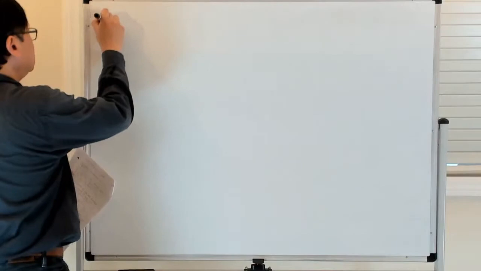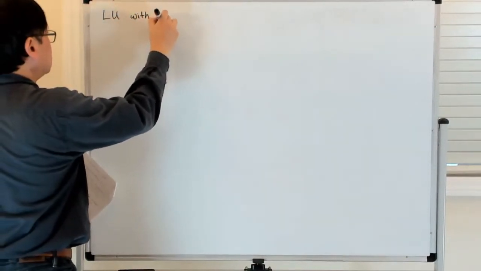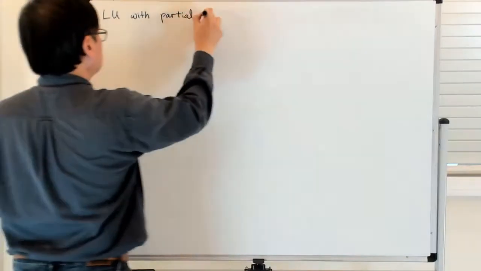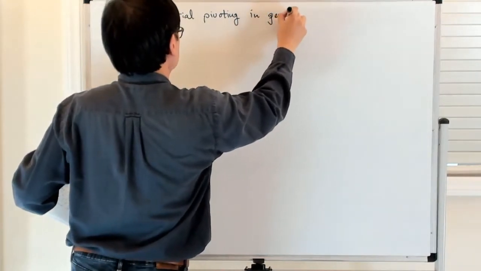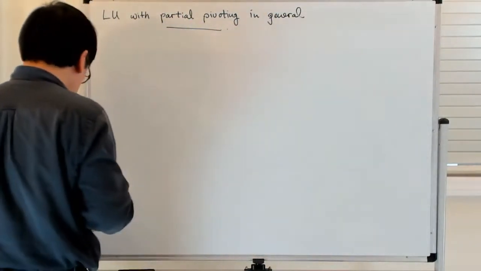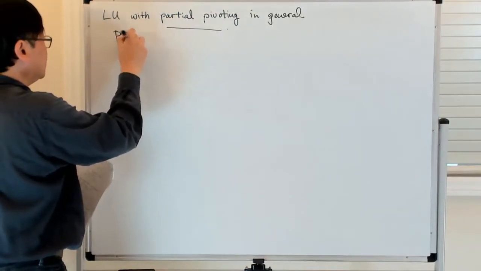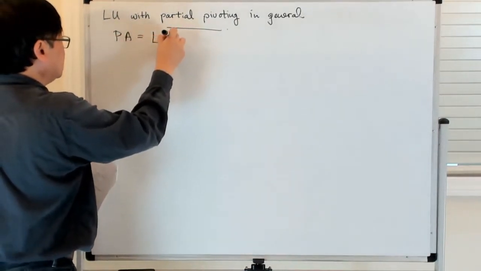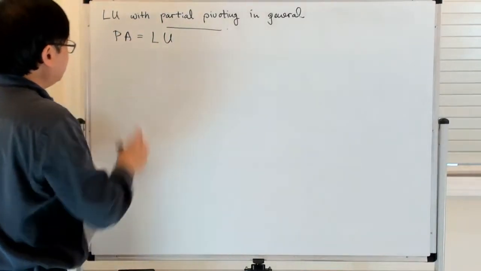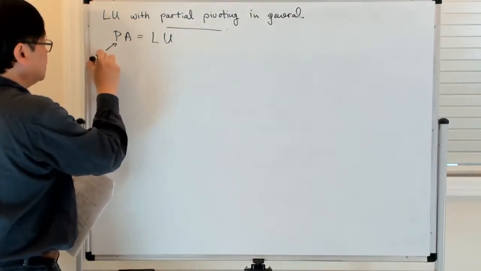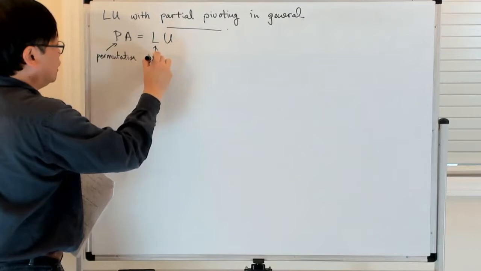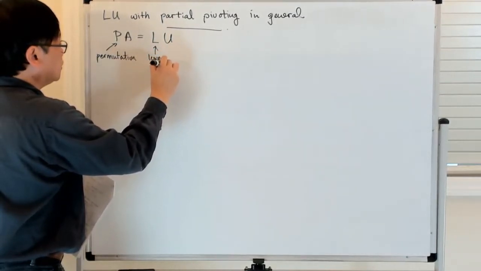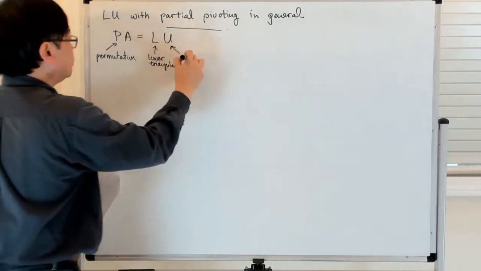All right, so now we can talk about LU with partial pivoting in general. Again, the goal is to write P times A as the product of a lower and upper triangular matrix, where P is a permutation matrix. Then L is lower triangular, and U is upper triangular.